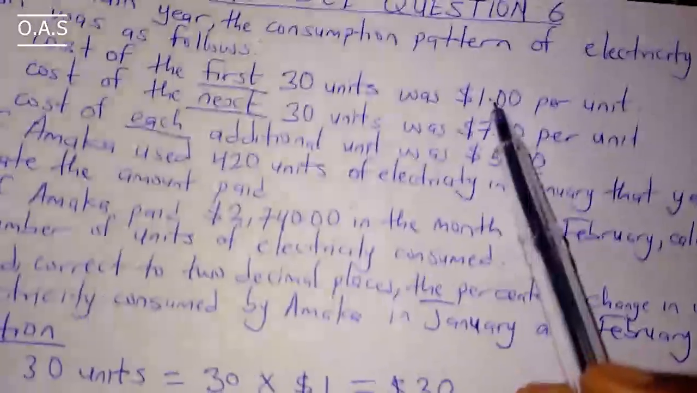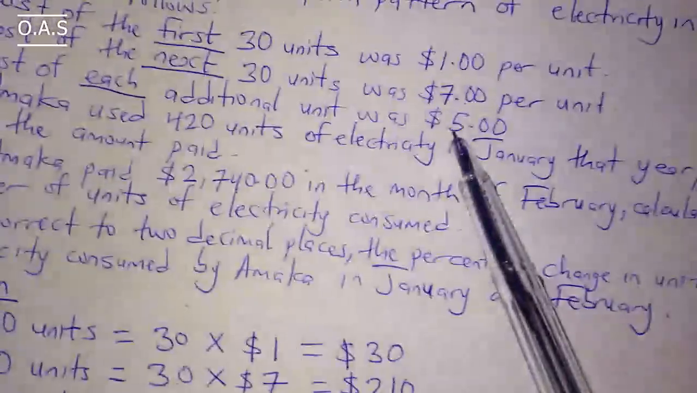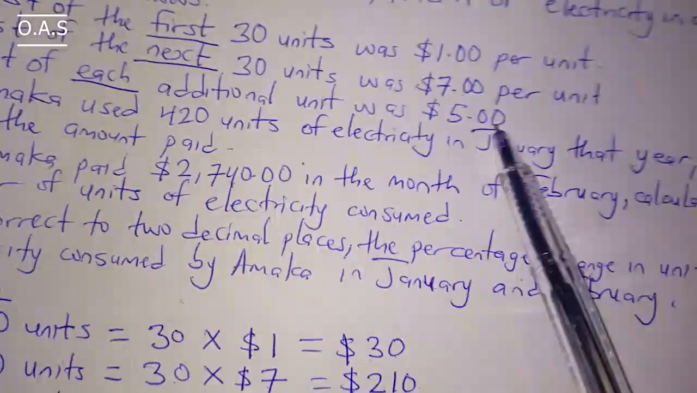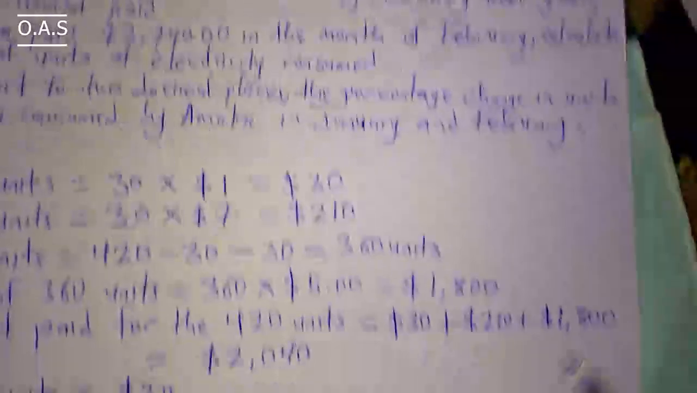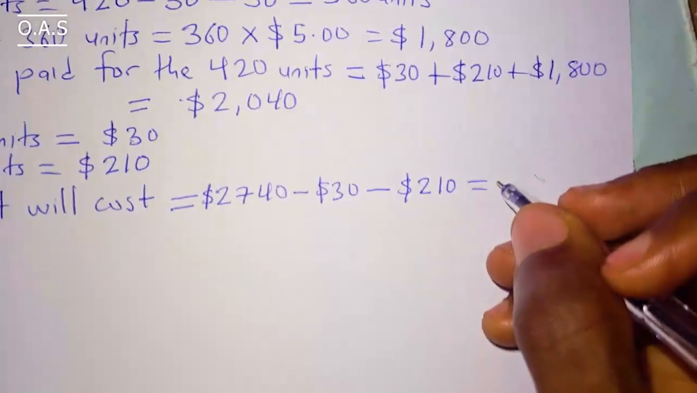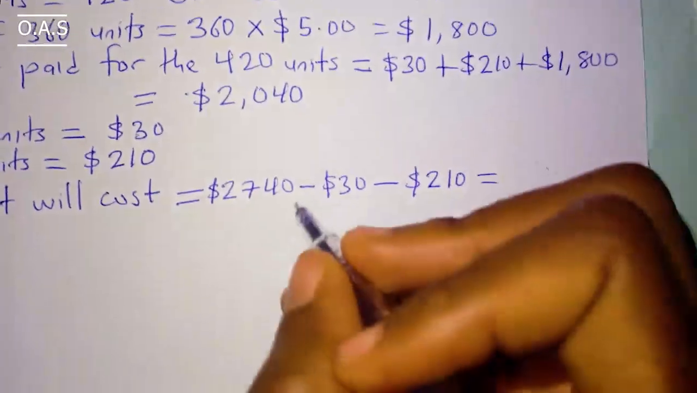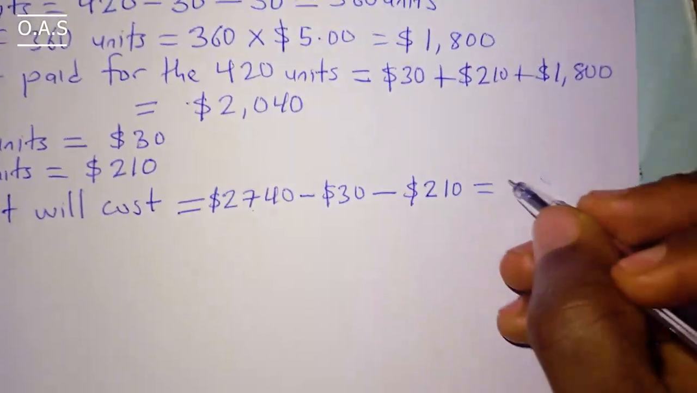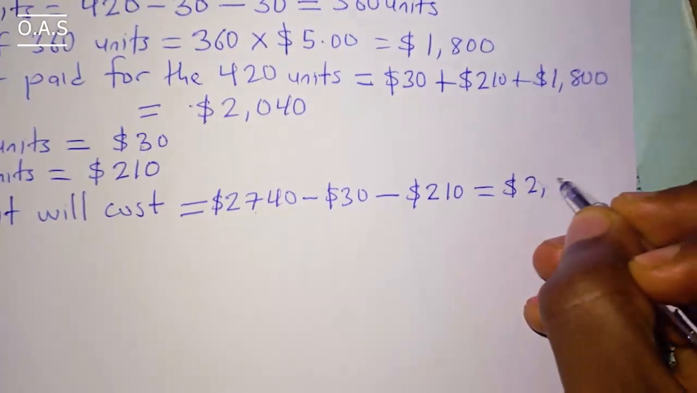So when you subtract this, that will give you the amounts that will be paid at this third rate. Remember, we've accounted for the first rate, that was what gave us the first $30. We've accounted for the second rate, that was what gave us the $210. Now I want to account for how many units she paid for at the rate of $5 per unit. So that's what we want to calculate now. So the amount she paid at the rate of $5 per unit will be equal to 2,740 minus 30 minus 210, and that will give us $2,500.